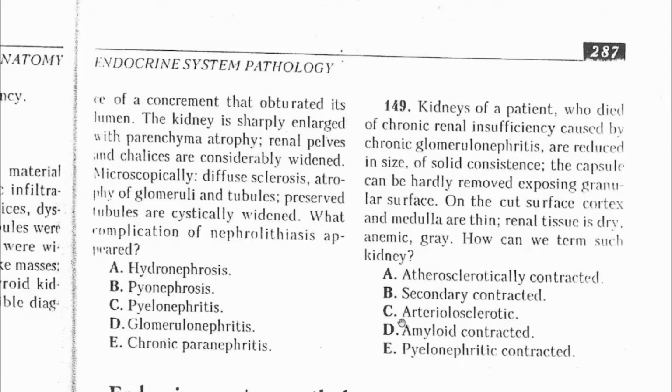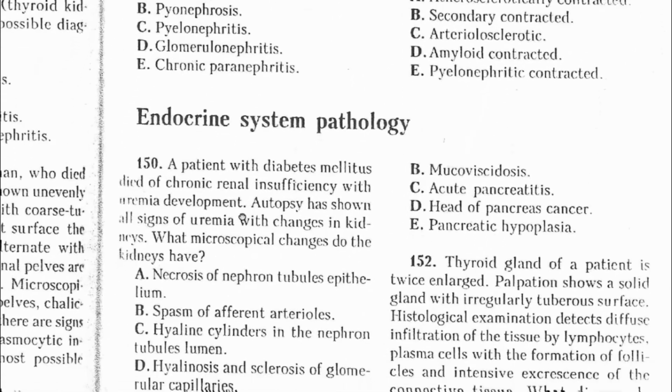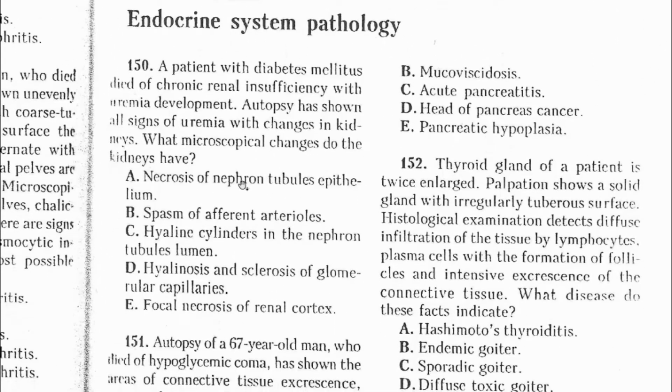All right. Last question for this part. A patient with diabetes mellitus died of chronic renal insufficiency with uremia development. Autopsy has shown all signs of uremia with changes in kidneys. What microscopical changes do the kidneys have? Now, one of the complications of diabetes mellitus is renal failure. And this is due to what? Hyalinosis and sclerosis of the glomerular capillaries. So your best answer is D.